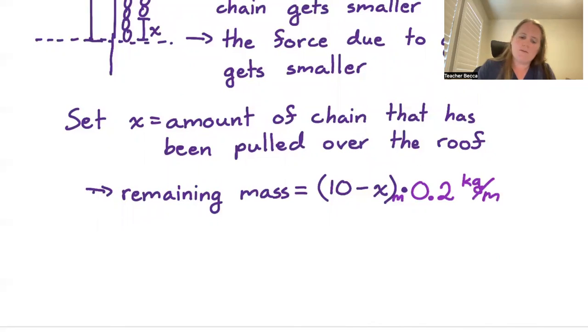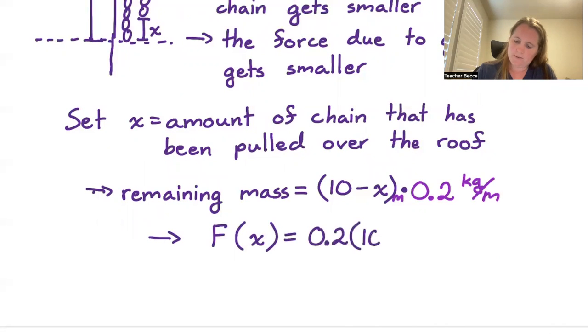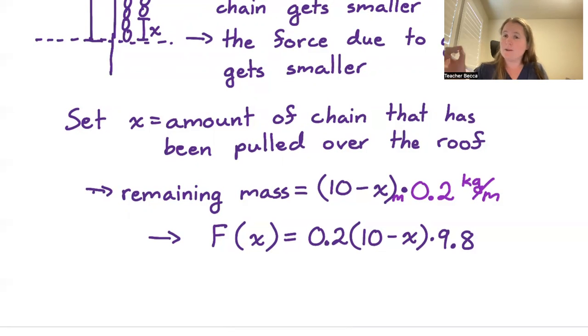So the force at position x: we take the mass and multiply it by 9.8 meters per second squared. So we have 0.2 times 10 minus x, times 9.8, will give us our force. From here, we have our equation for force at any given position.